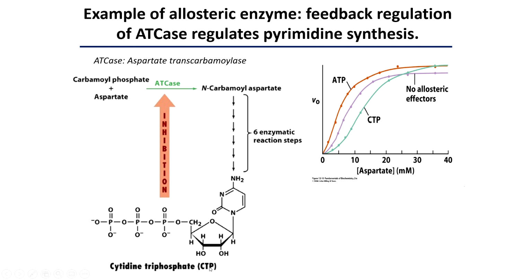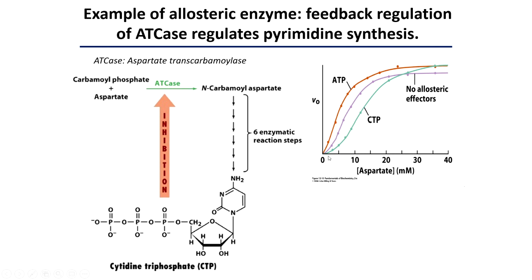CTP is an allosteric inhibitor of this enzyme. And so if this enzyme is working very quickly, making a lot of product, then a lot of CTP is going to build up. This is going to build up in high enough concentration that it will contact this enzyme, bind to it, and slow down the rate of this reaction. And so this is an inhibitor of this enzyme.